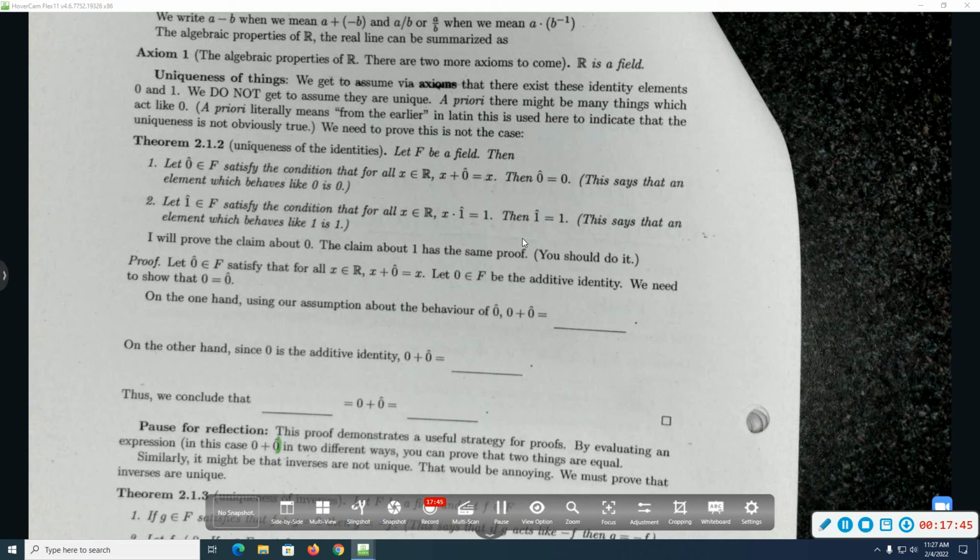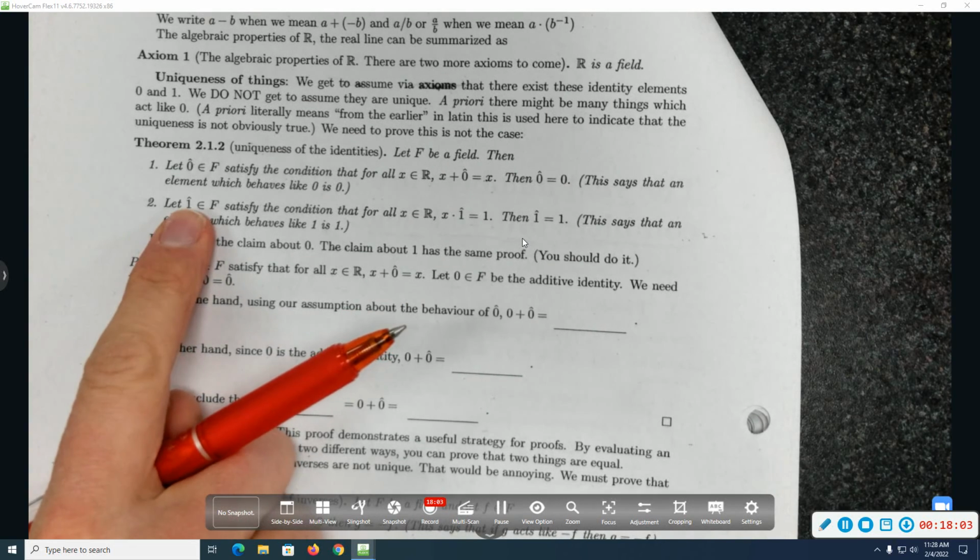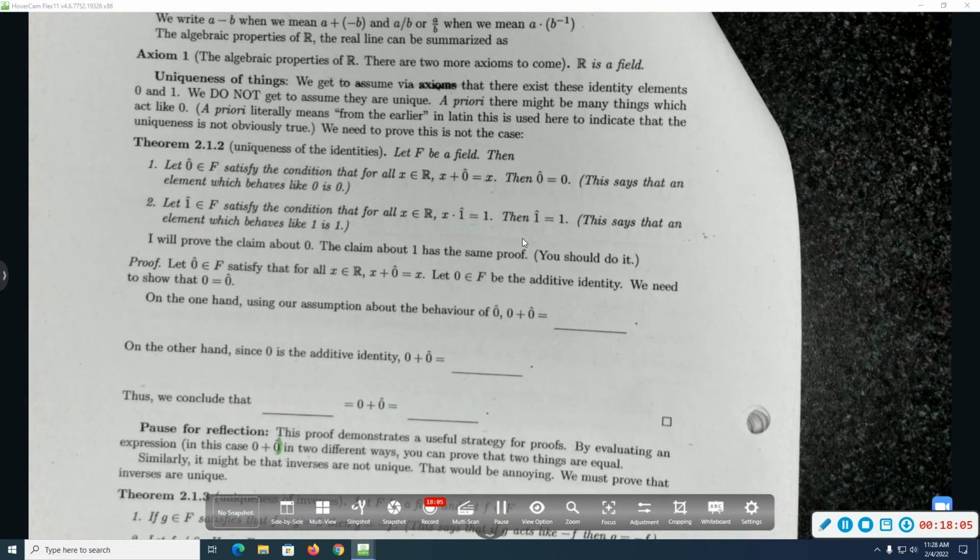If that weren't true, we would want it added to the list of field axioms. Since we didn't have it in the list, and it's something that we sure think should be true, we need to prove it. Let's try to prove it. And similarly for 1.